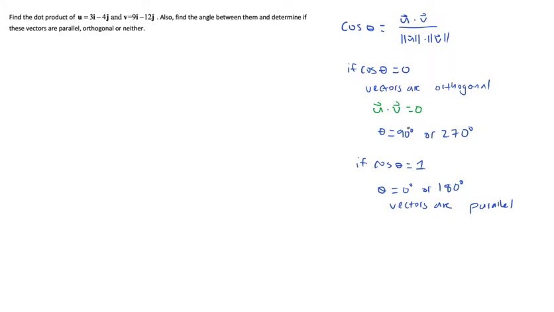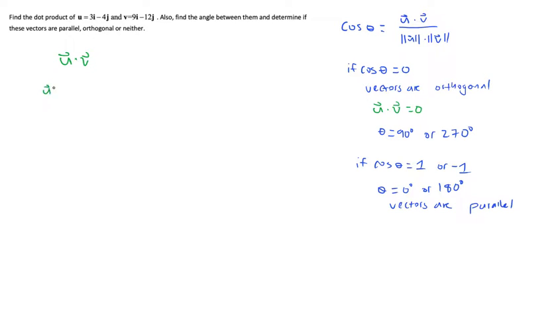Unfortunately, any other situation, we just have to figure out, right? So the only special cases are if cosine of theta is equal to 0, or if the cosine of theta is equal to 1, or negative 1, I should say. Okay. So if you get any other number besides 0, 1, or negative 1, then we just have to complete the problem, figure out what the angle is. Okay. So let's do that first, right? Let's find the dot product, right? U dot v.